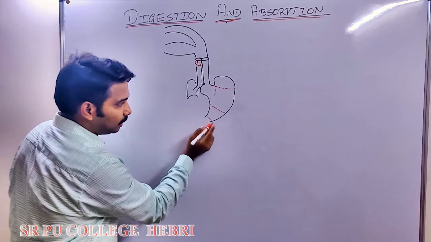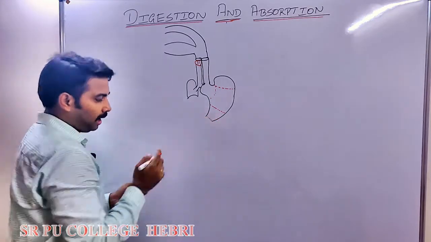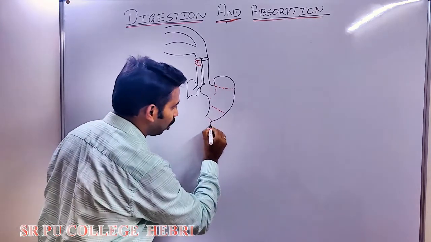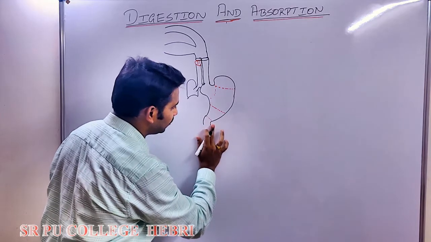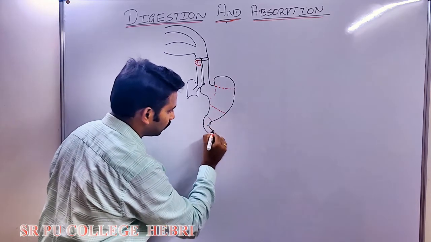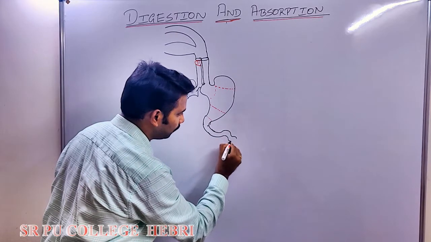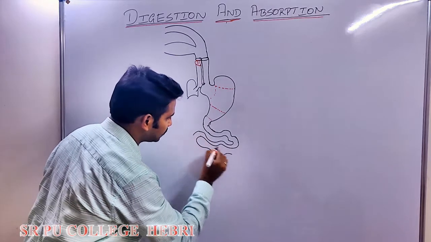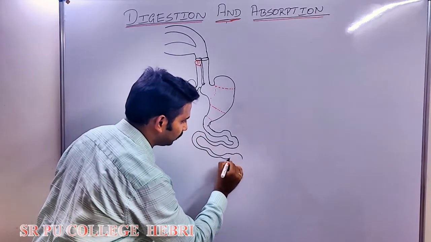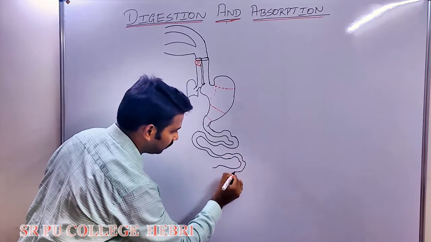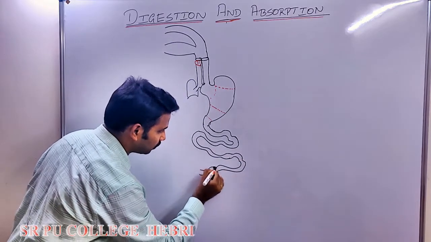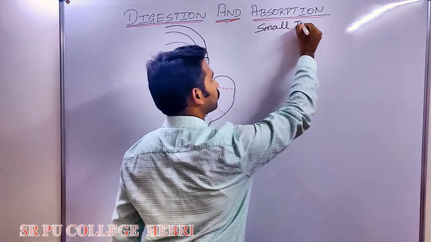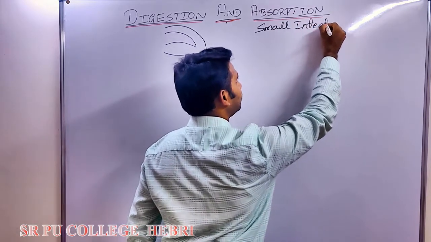Now this pyloric region, which is the last part of the stomach, will continue into a 6 meter long tube. What is this tube called? It is around 6 meter long. I am going with a rough sketch, very simple. A 6 meter long tube, what is this called? Small intestine.